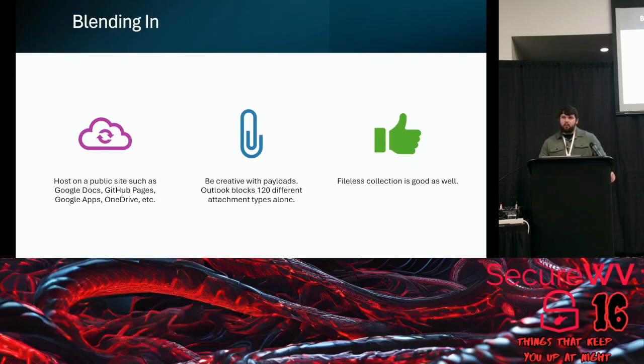Check out your organization's block policy for Outlook. There's, like I said, over 120 just by itself. Hackers are getting creative with it, and some file types are weirder than others. If someone's sending you a really weird executable that you've never heard of, it's probably malicious, and Microsoft gets that. Getting fileless collections are even better as well.